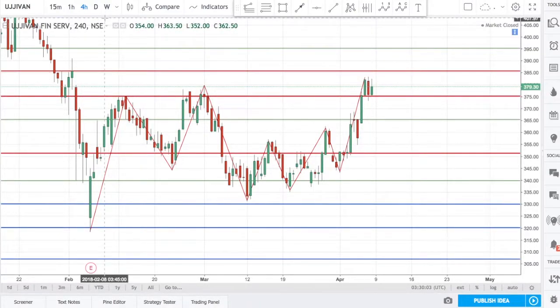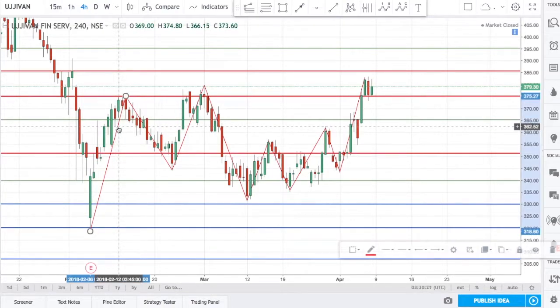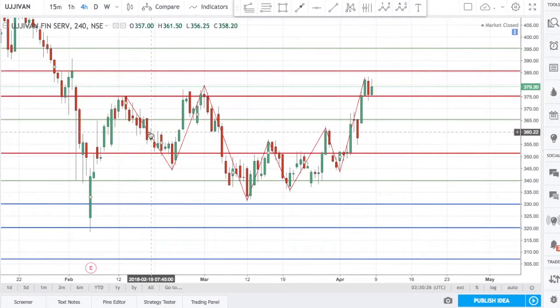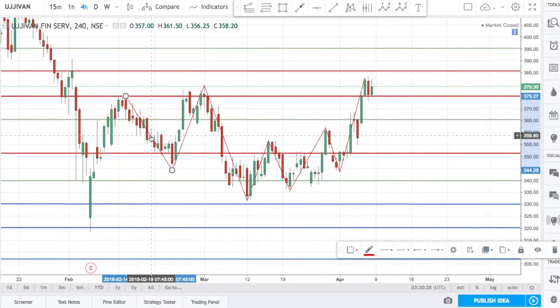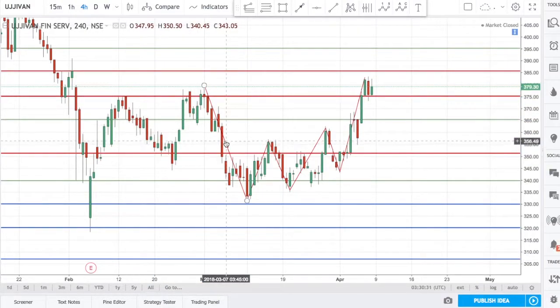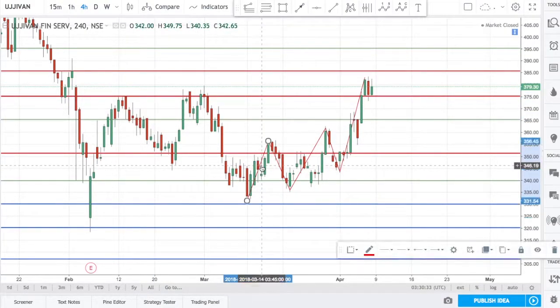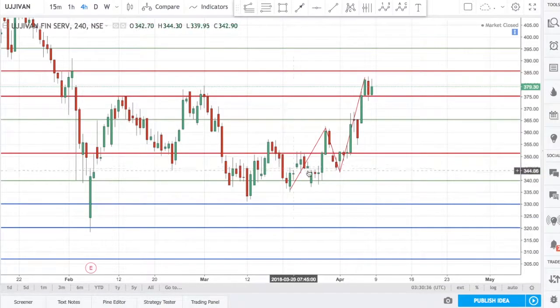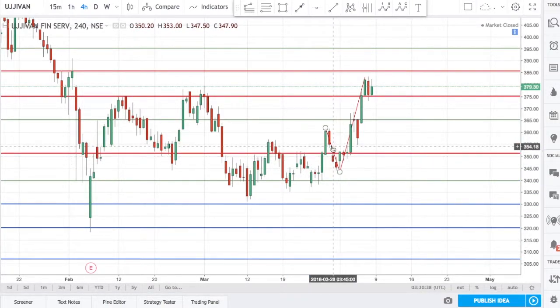Okay, so we have one such sideways move on Ujjivan, and that's why we have a bat pattern on Ujjivan Financial Services. Let's now see how it's drawn. Let's see how the bat pattern is drawn on this chart. So before drawing the bat pattern, let me remove these from the chart.